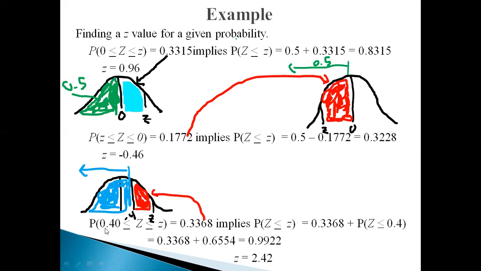And then one more. Probability of 0.4 less than or equal to z, less than or equal to little z. And so we know this time z is going to be over here somewhere. 0.4 is here. And we know that between them is this 0.3368. Well, what do we know about the 0.4? Well, we can look that up in the table. And when we do that, that's going to be 0.6554. And we're going to add that to what the red part is, 0.3368. And that gives us 0.9922 for what that z value is, or as far as the probability from there to the left. And so if we look that up, that's 2.42, and that's going to be what our z is.